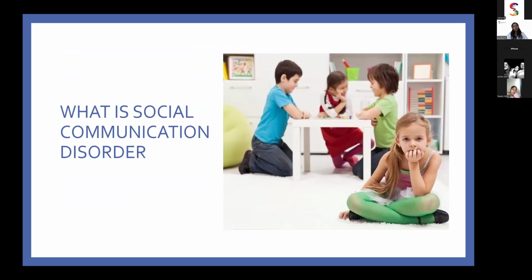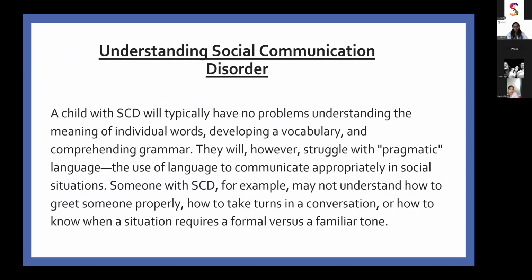Coming to what social communication disorder is, you might have already understood. We have seen what social communication is. These kinds of skills are disrupted in a child. A child with social communication disorder has no problems understanding the meaning of individual words, developing a vocabulary, and comprehending grammar. Basically, they have no issues with proper language. Whenever we say a child is not saying the first word or second word, this might not be for social communication disorder. Definitely that might not be the case. But still, they will struggle with the pragmatics or the social use of language.